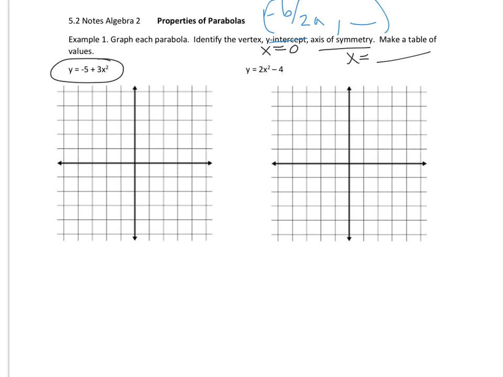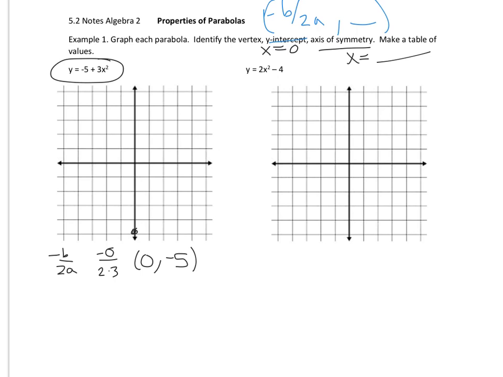So first I'm going to find the vertex. So I'm going to do opposite b over 2a. So I do opposite 0, because it's not a b, over 2 times 3, which is 0, -5. So my vertex is at 0, -5, and I know it opens up.